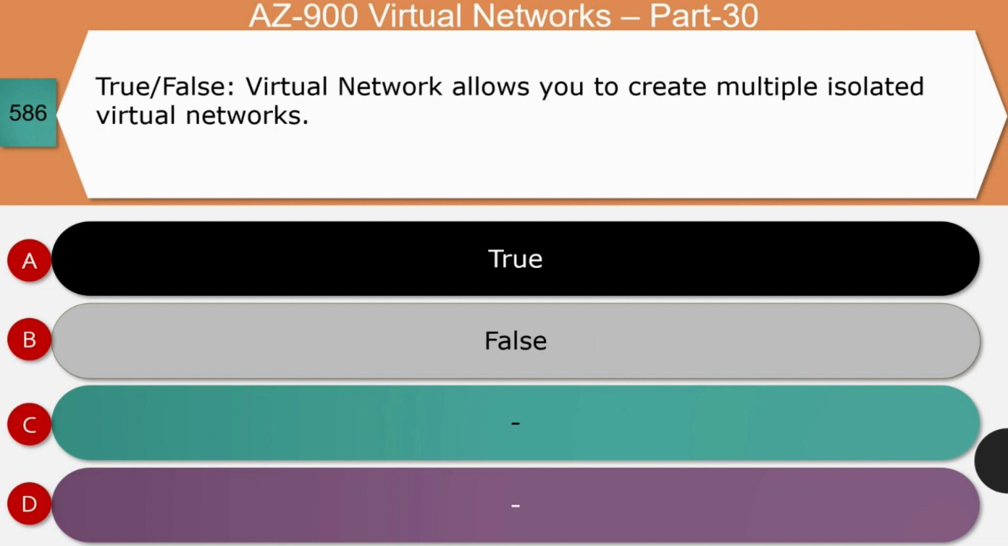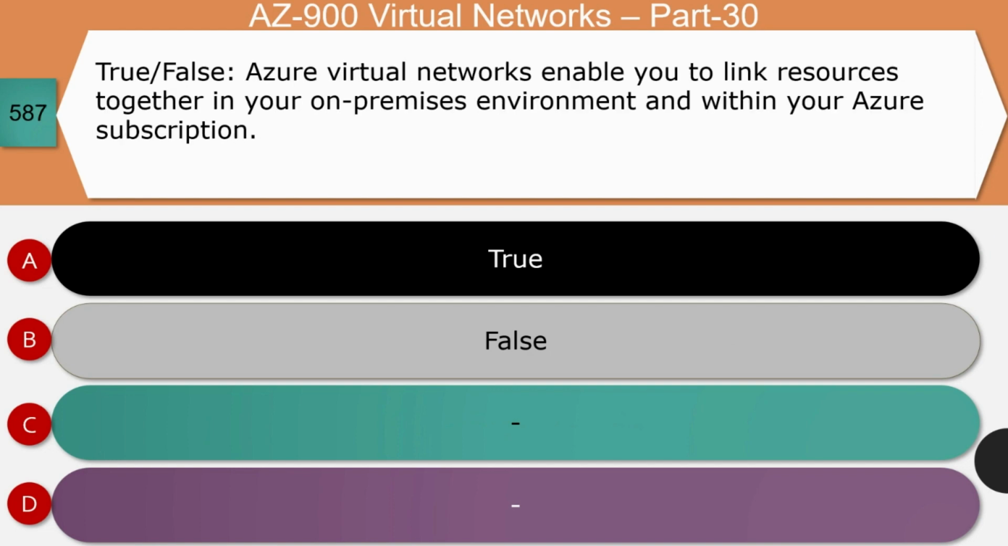Next question, true or false? Virtual networks allow you to create multiple isolated virtual networks. Is it true or false? The right answer for this question is option A, that is true. Let's see the reason. Azure Virtual Network service provides the option to create multiple isolated networks. They can work independently, and they can also establish connection between themselves. And so option A is the right answer.